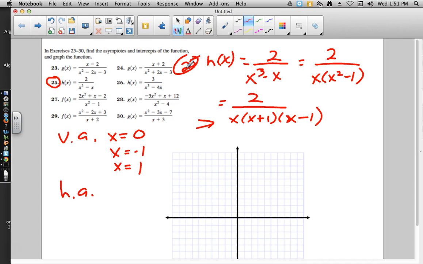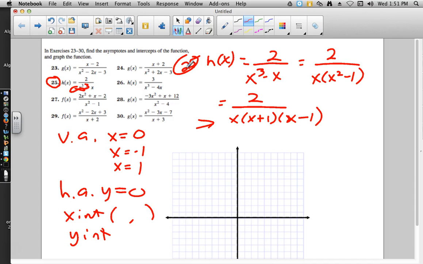Horizontal asymptotes. Remember, we have to think about the fact that this would be infinity cubed down here, minus infinity. And as the numbers get larger and larger, that's going to get closer and closer to 0. So y equals 0 is going to be our horizontal asymptote. Then we need x and y intercepts.